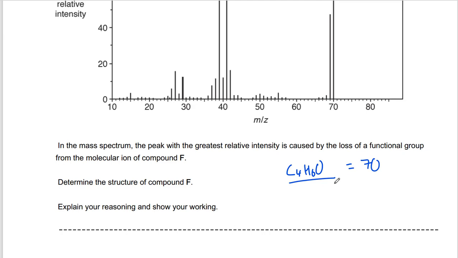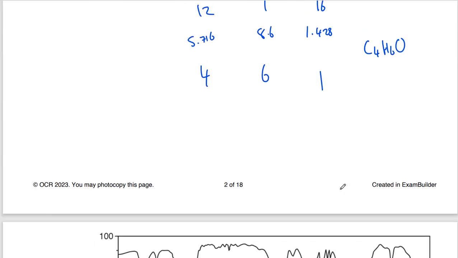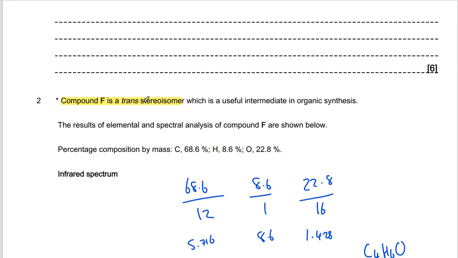The problem is, how do we work out the rest of it? Well, let's go back to the start of the question. I'm going to go all the way up. It's a trans stereoisomer. Now, what do we know about stereoisomerism?